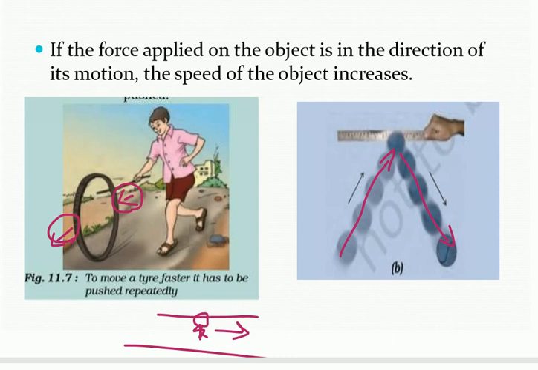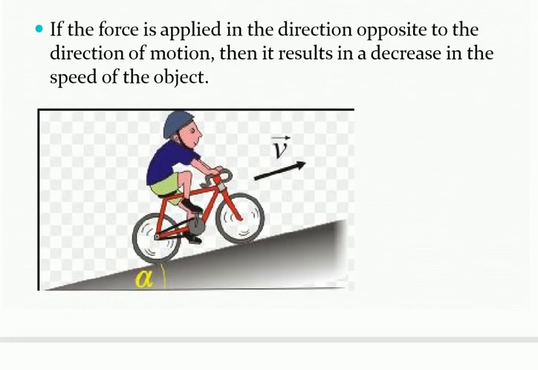Now the third one. If the force is applied in the direction opposite to the direction of motion, then it results in a decrease in the speed of the object. So here, the force is applied in the direction opposite to the direction of motion. Earlier we talked about the force applied in the direction of motion, the direction in which the body was moving, and the force which is applied was the same.